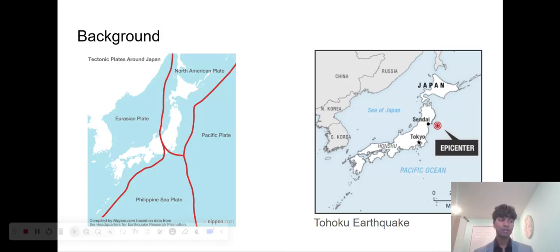Similar GPS displacement models have been used in other major earthquakes, for example, in the 2010 Chile earthquake and the 2004 Indian Ocean tsunami event. In each case, GPS data helped researchers understand the earthquake better, including its magnitude and impacts. So while my study focuses on Japan, the methodology can be applied to other earthquake-prone regions.